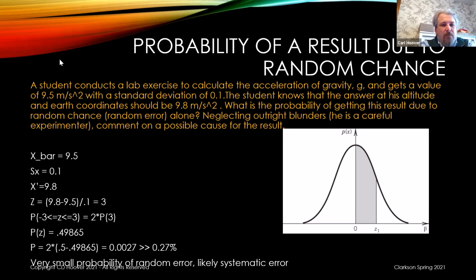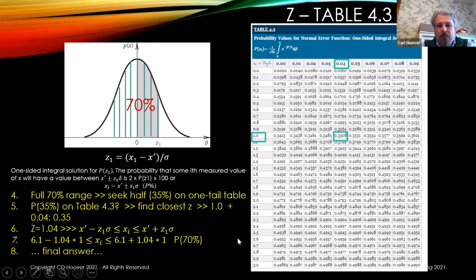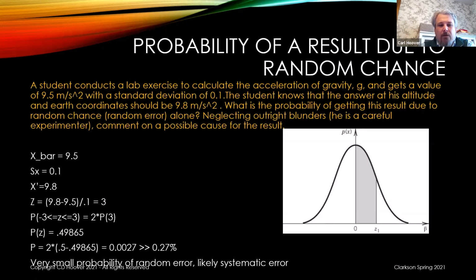And so we use our table again. Let's go back here. We can't see it on that one. So the table value for 3 is 0.9865 down there. Okay, so 0.5 minus 0.9865 times 2 to account for both sides. And we see that the probability of getting a measurement of 9.5 is 0.27%. So very small probability of random error alone, likely some kind of systematic error in the student's measurement.